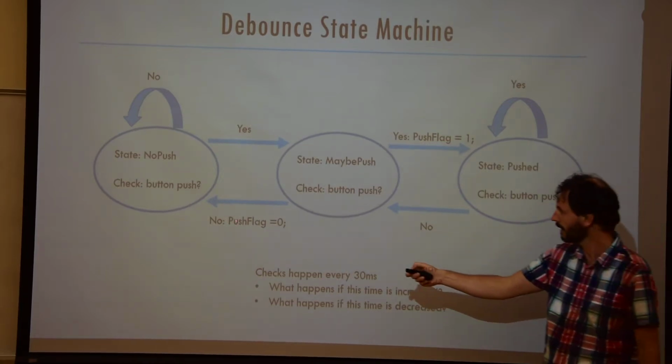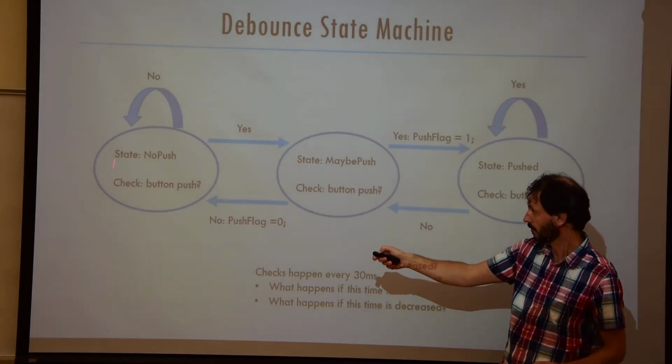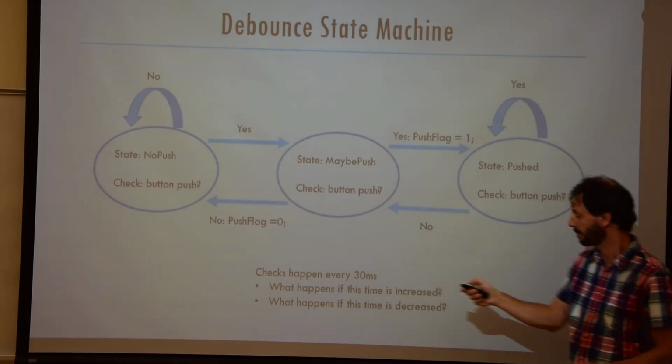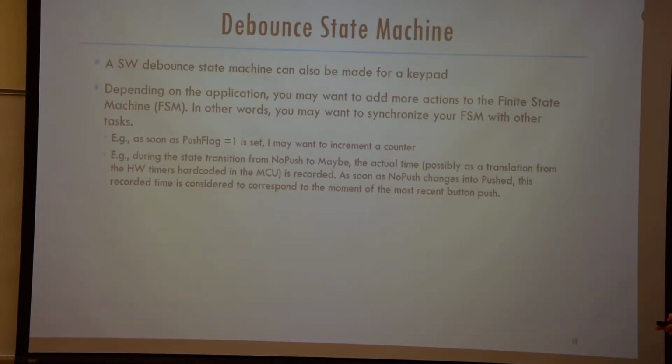And similarly over here, if I am convinced that there's no push, then not only do I change the state, I also set this variable to 0. So that's what's happening over here. The push flag is yes, and in this case no. So this is how this code works, and that's the kind of code that you will be implementing.